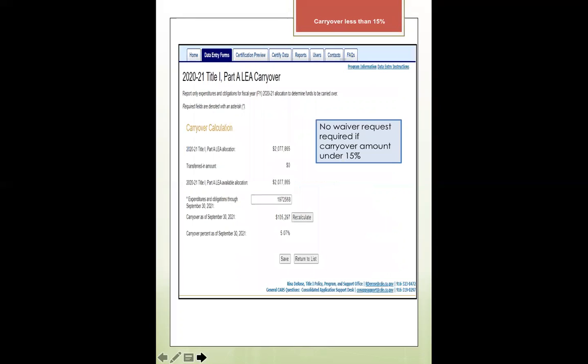So that's the carryover, and this is what it looks like if you're under 15%. This is the page that'll show up. You don't have anything to fill out. You're just reporting the money, and you're done.